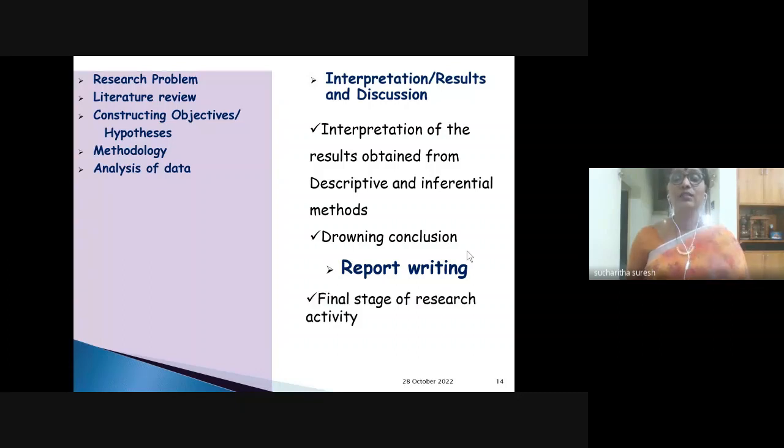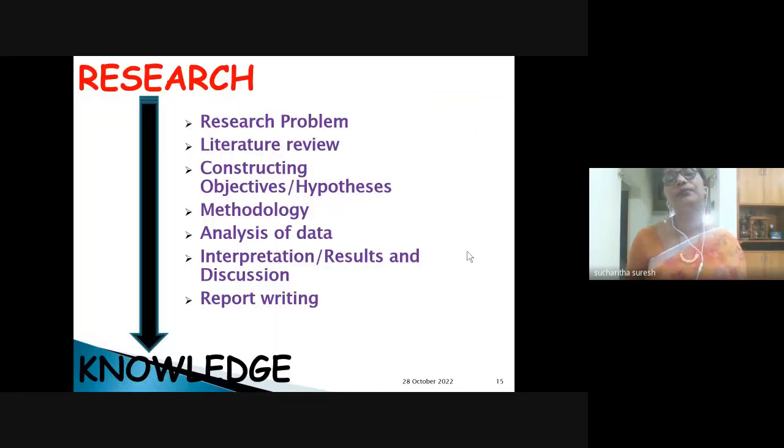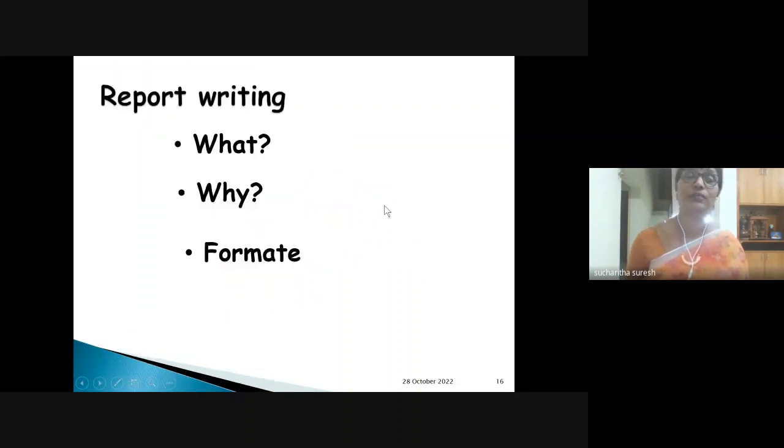All right. So the final stage of research activity is report writing. Now, of course, I told you what we need to do, and then finally we are writing the report, report writing with all the components. What is necessary for us, I told you that. Now we'll start report writing. Report writing: what, why, and what is the format? These are the aspects. Let us see.